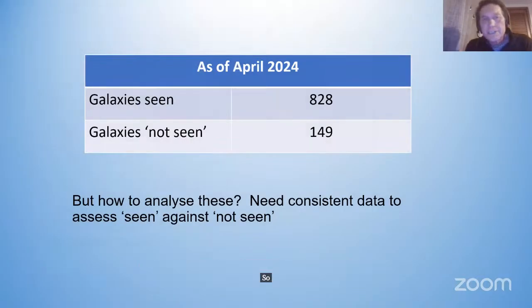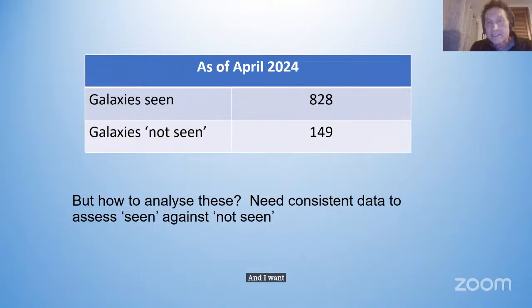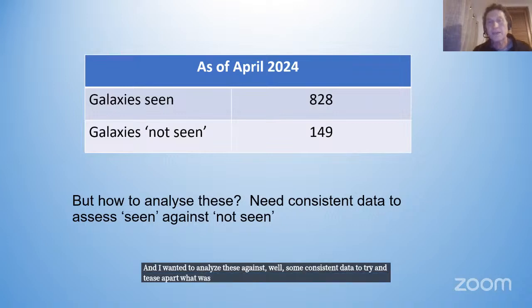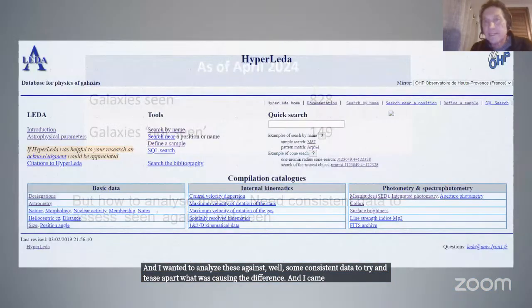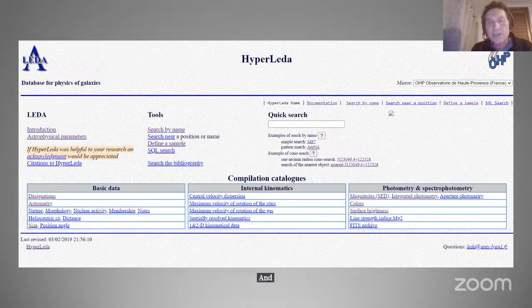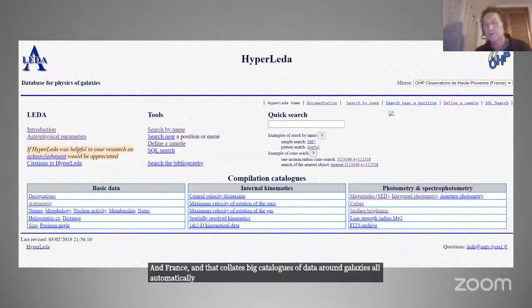As of April this year, I had what I thought was a fairly reasonable sample size of over 800 galaxies seen and 149 galaxies not seen, though I had looked for them. I wanted to analyze these against some consistent data to try and tease apart what was causing the difference. I came across the HyperLeda website and database, administered by the University of Lyon in France, which collates big catalogs of data on galaxies, all automatically generated from imagery.